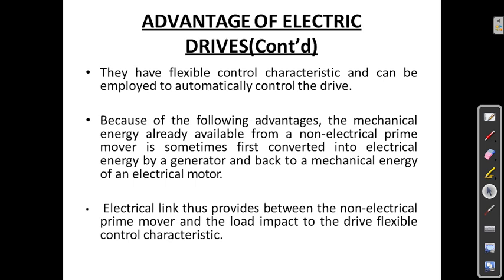Because of these advantages, the mechanical energy already available from a non-electrical prime mover is sometimes first converted into electrical energy by a generator and then back to mechanical energy by an electrical motor. This electrical link thus provided between the non-electrical prime mover and the load imparts to the drive flexible control characteristics.